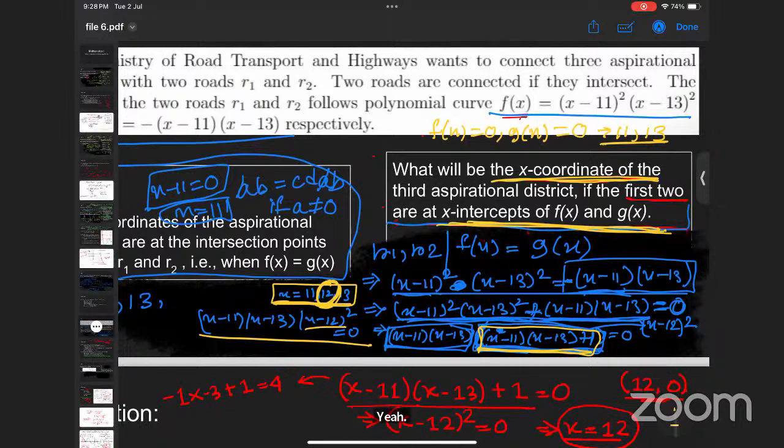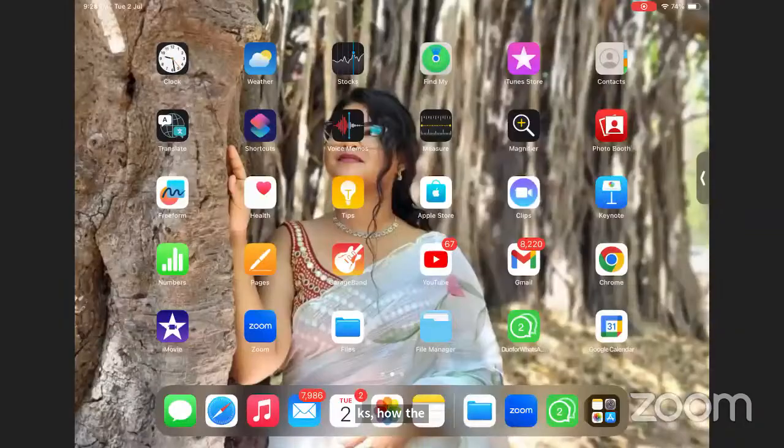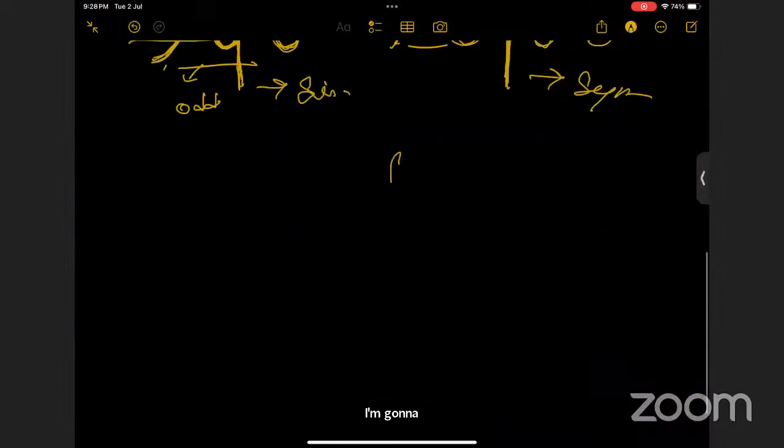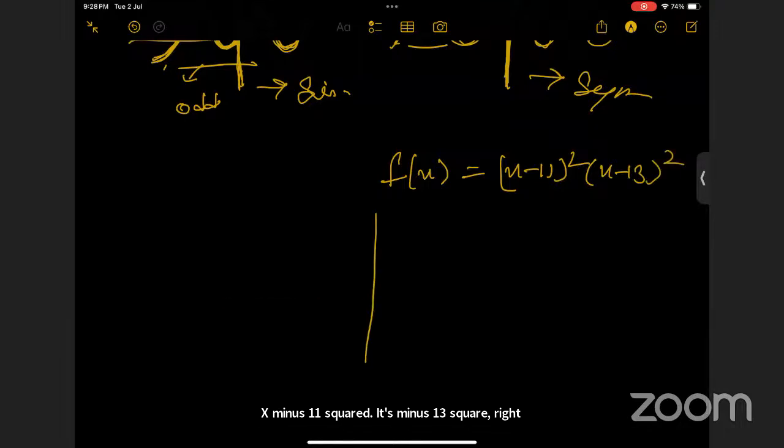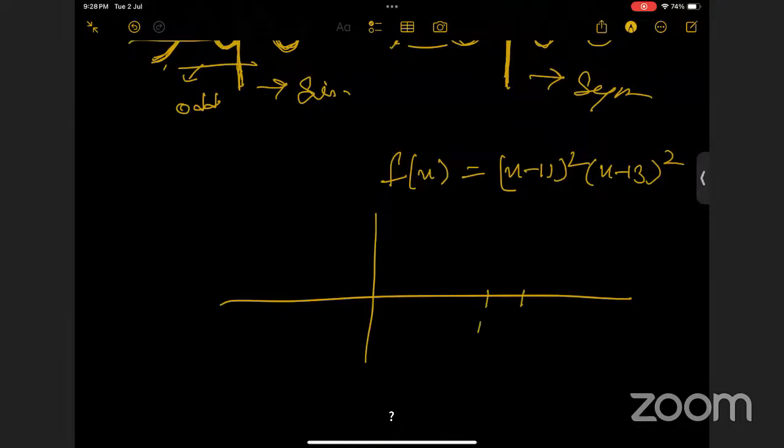Ma'am, outside this question, there is one more question for this one. How can we plot the graph of that? How does the graph look? Again, it will be similar, right? Simple: if you have f(x) equals x minus 11 square, x minus 13 square, then we have 11 and 13 here. It will look something like that at the point 11 and something like that at the point 13, right? Then it will be something like that.